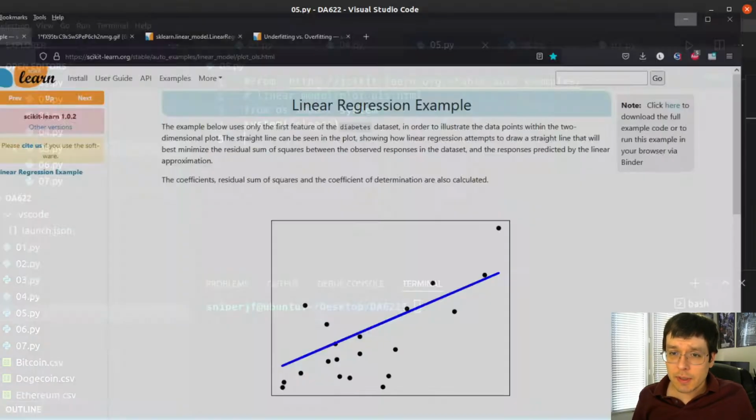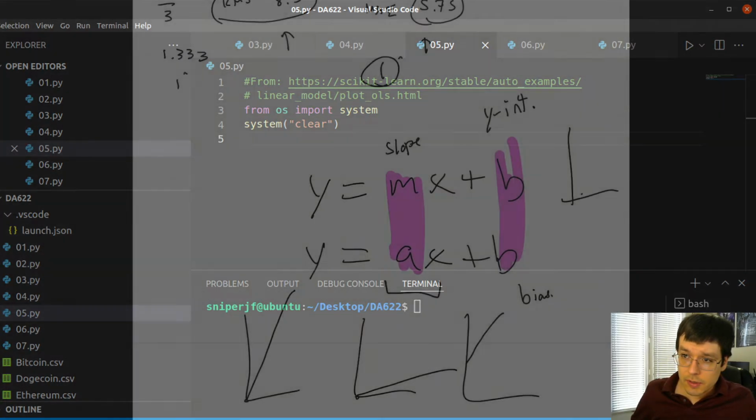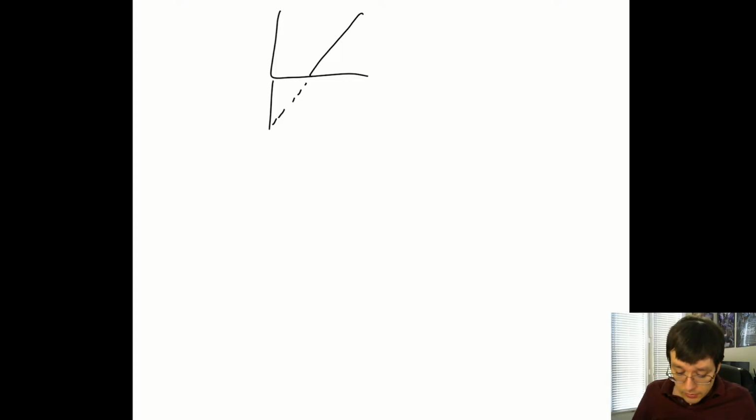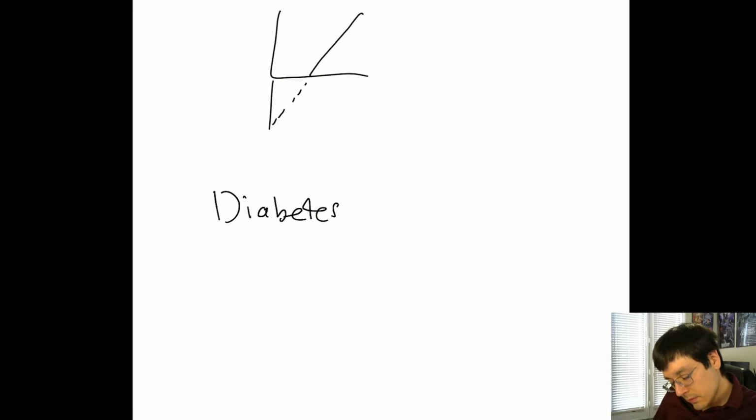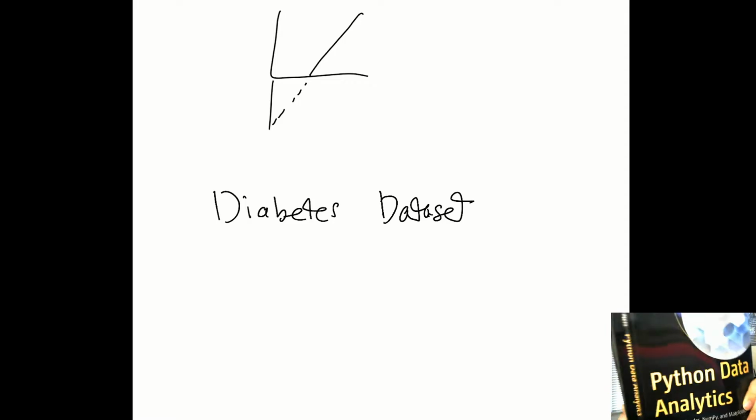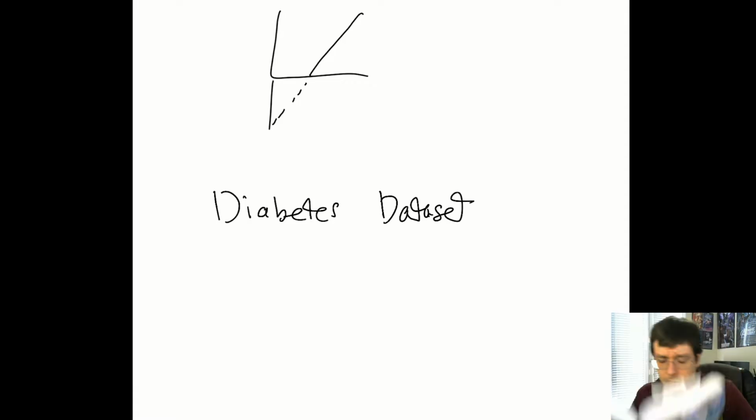And first, let's talk about the data set. The data set is built into scikit-learn, so you don't need to download or install anything. It's known as the diabetes data set. The data set is also discussed in this book, Python Data Analytics, which I've shown before. If you want to check that out, you can. But if not, like I said, it's just a data set that's built in.